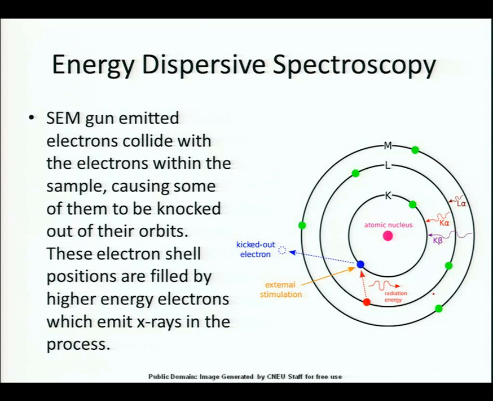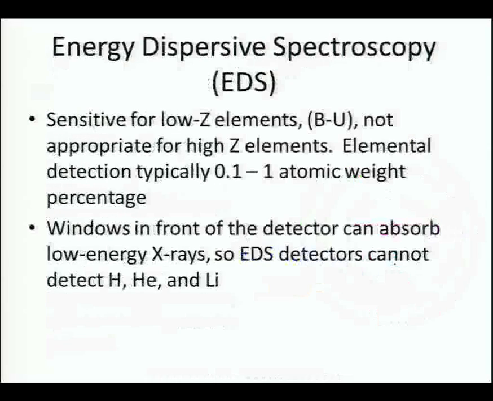In energy dispersive spectroscopy, the SEM gun emitted electrons collide with the electrons within the sample, causing some of them to be knocked out of their orbits. These electron shell positions are filled by high energy electrons, which emit X-rays in the process. So if we kick this blue electron out, this red one will relax into its position, and then we emit this characteristic X-ray, and that's what's used for the analysis.